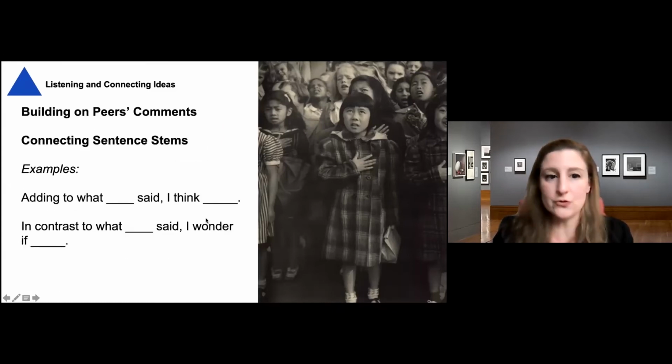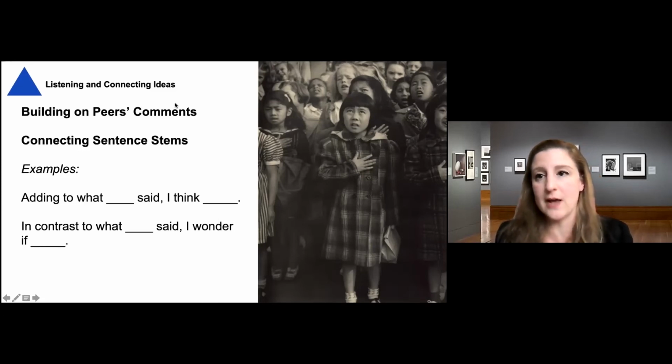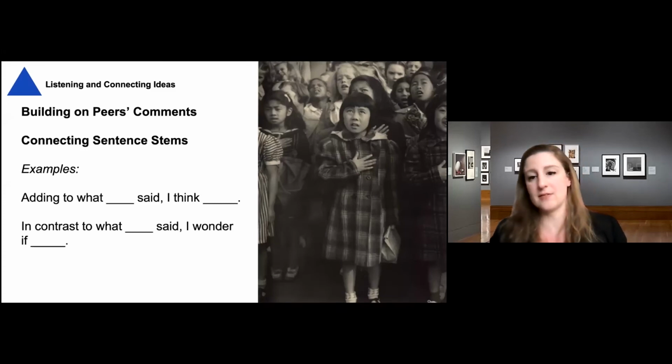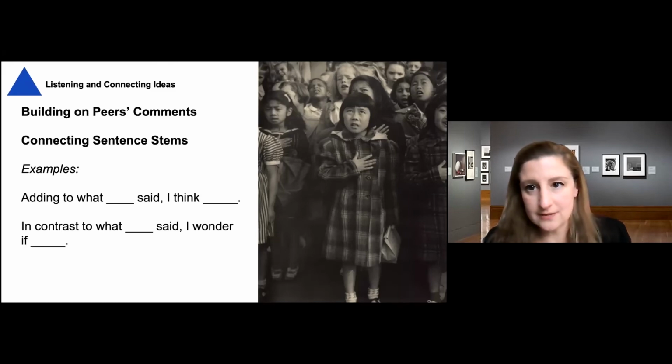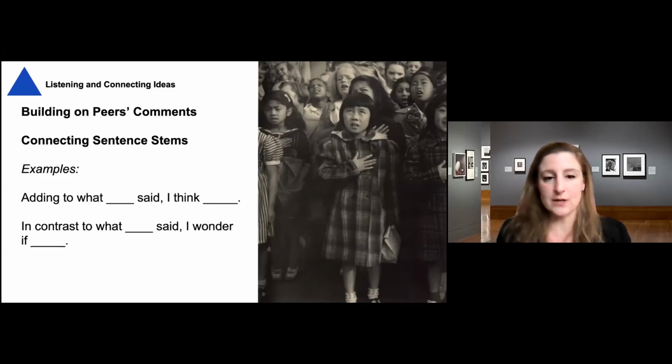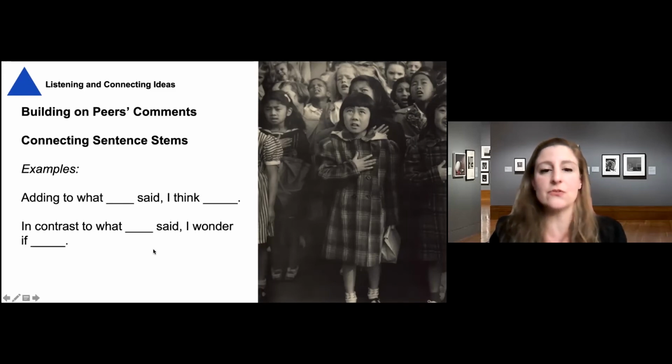You can also use sentence stems for this. I love sentence stems. I think they equalize the playing field and help students who are more or less comfortable have an easier time articulating their ideas. So here are some examples of connecting sentence stems, like adding to what the person next to me said, I think it looks like it's sunny. Or in contrast to what the person next to me said, I wonder if they think it's hard to say the Pledge of Allegiance. So those are some examples, and you can imagine how that might play out.